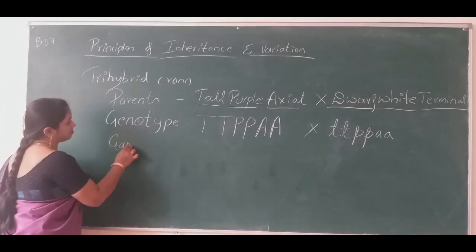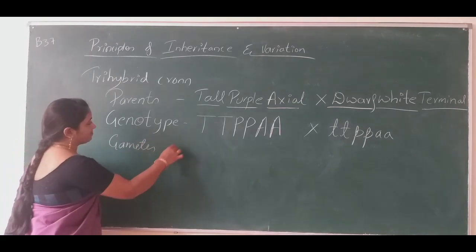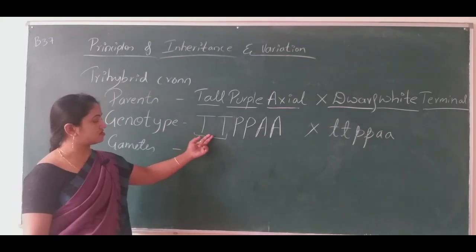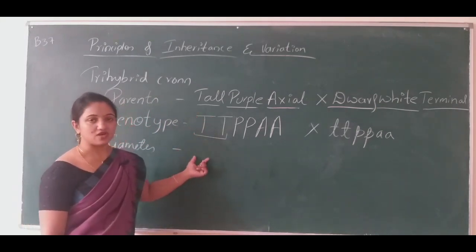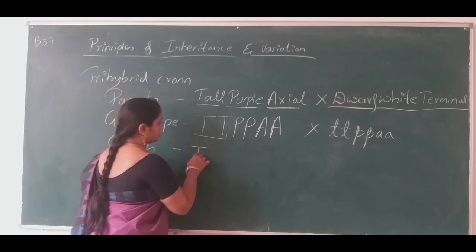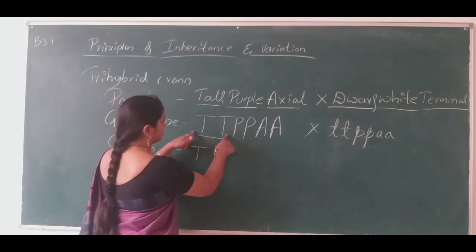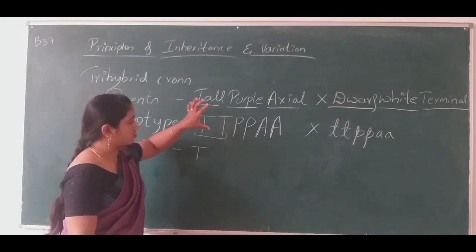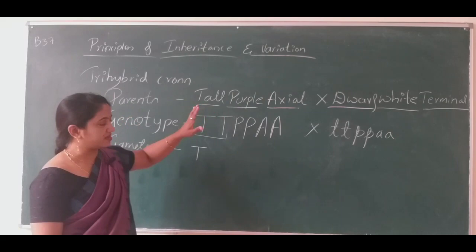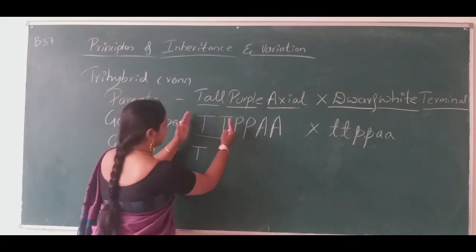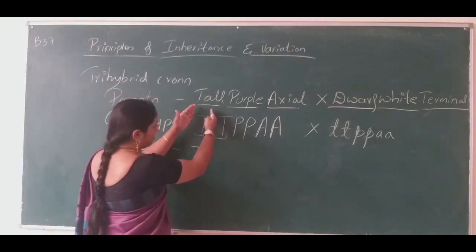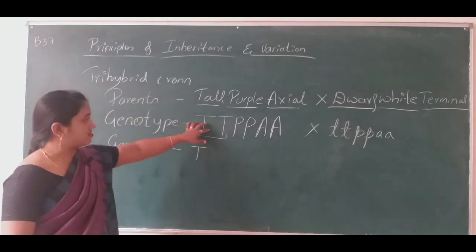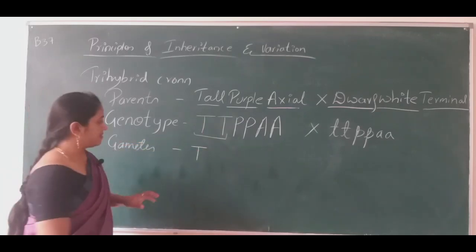Take out the gametes of these. The gametes will be like this: out of the pair of genes, only one allele you have to write here, because the law of segregation says that the pair of alleles, or the genes, at the time of gamete formation will get separated or segregated. One of the genes will be inherited, or transmitted, to the gamete.